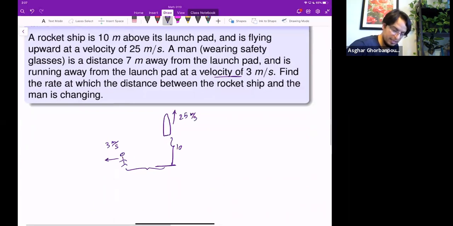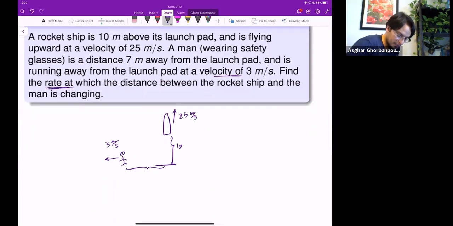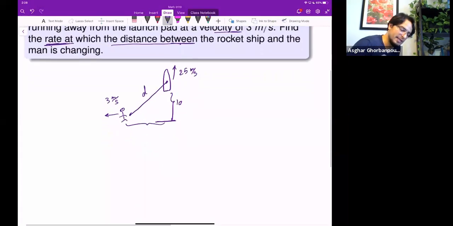Now the question is, find the rate. So we are trying to find the rate of change of the distance between the rocket and that person there. So this D. Okay, so first let's start modeling. The first thing is to identify all variables or quantities.